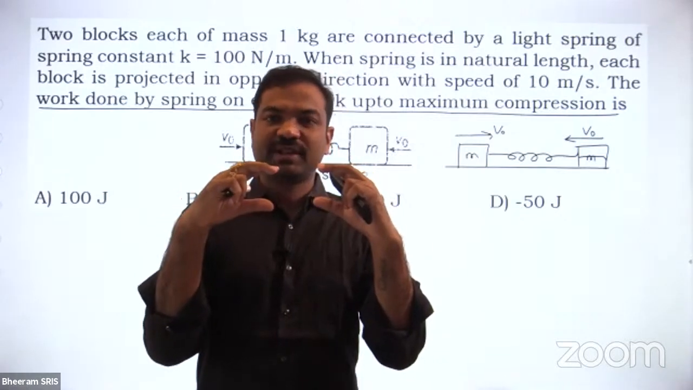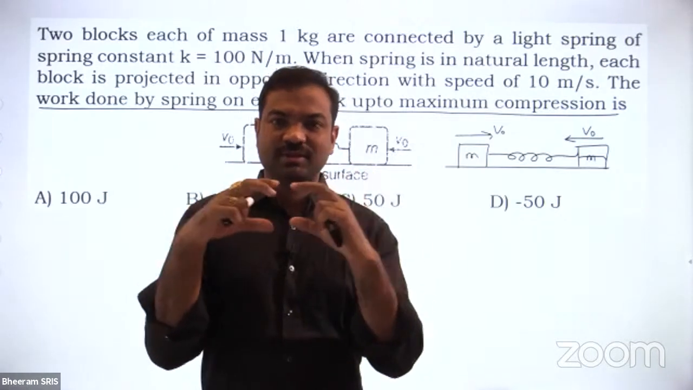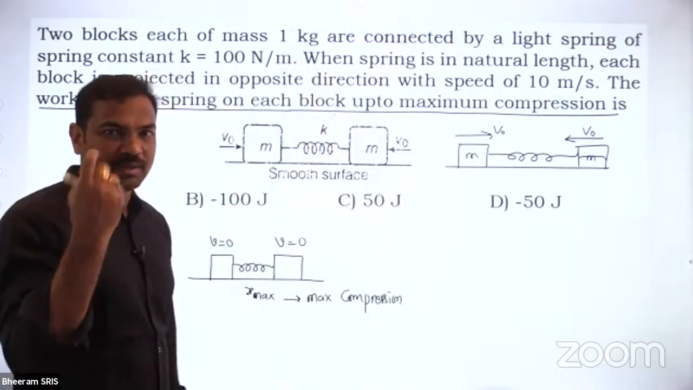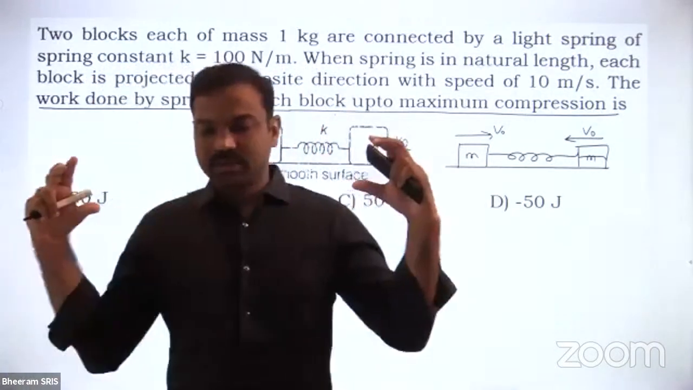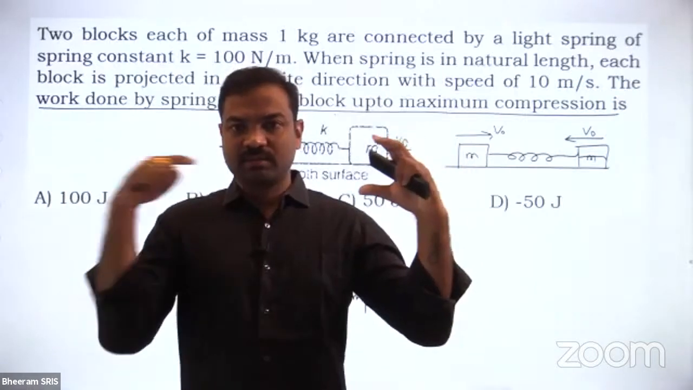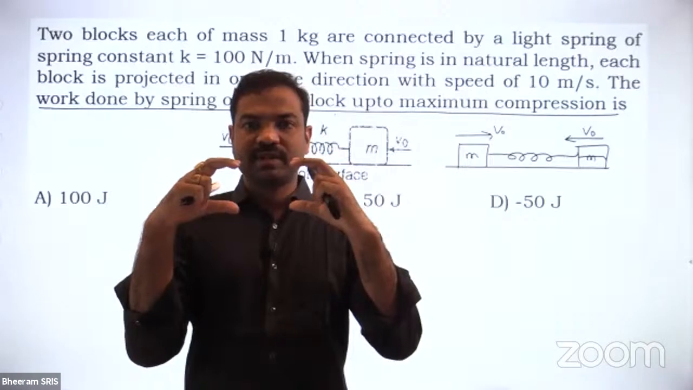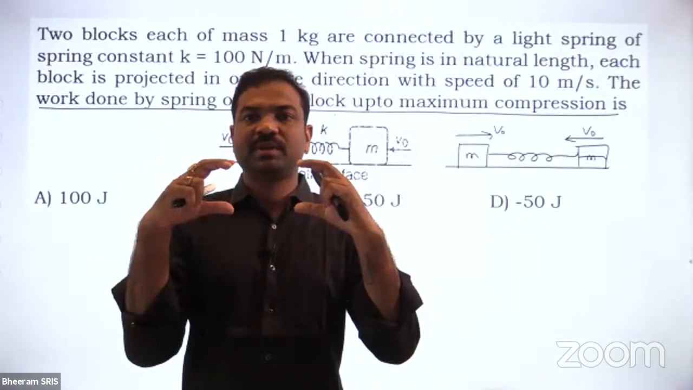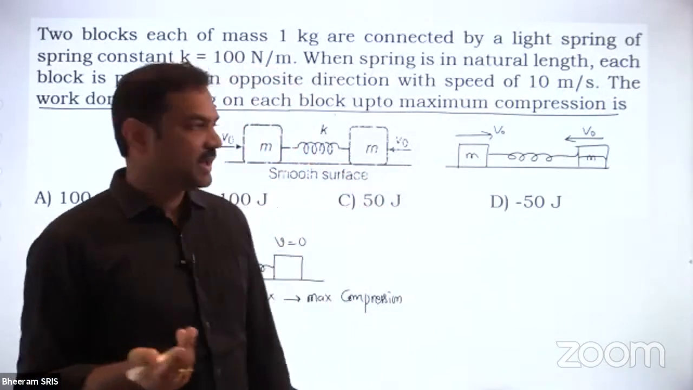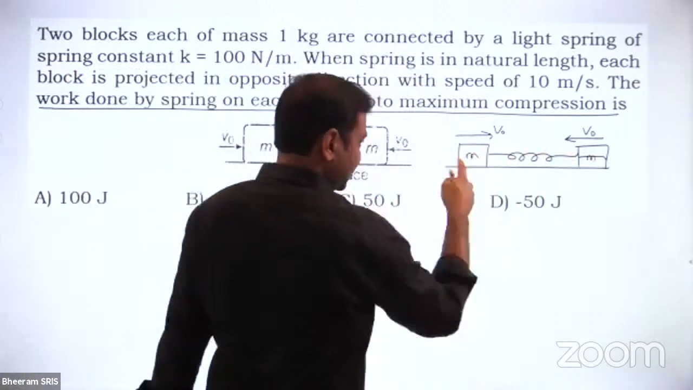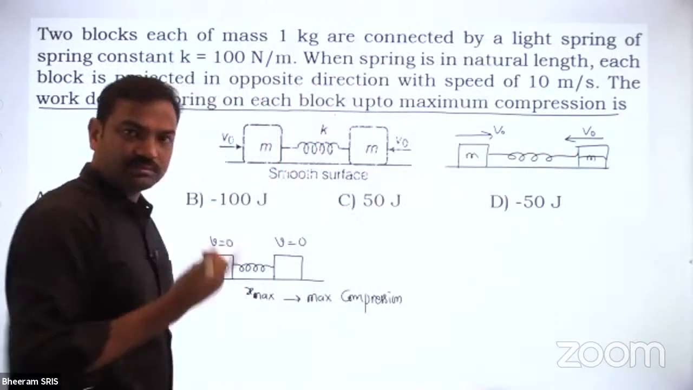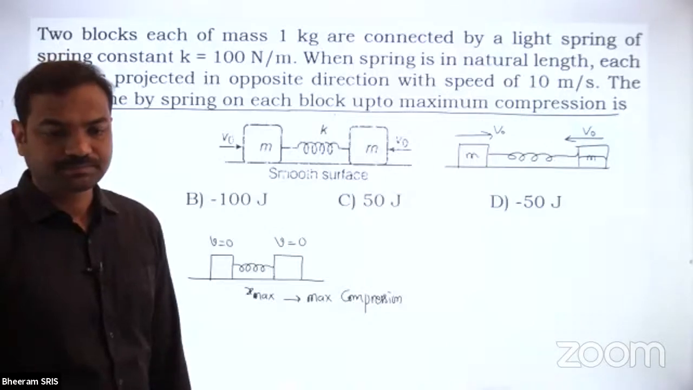If the block is still going, compression will go on. So try to understand that part. That little imagination is required. As the blocks are here, we projected a spring in between, you can imagine, then the spring will compress and the blocks will go until somewhere their velocities will be zero. That's called the maximum compression position. That means what happened here? The total kinetic energy is converted into potential energy in the spring.